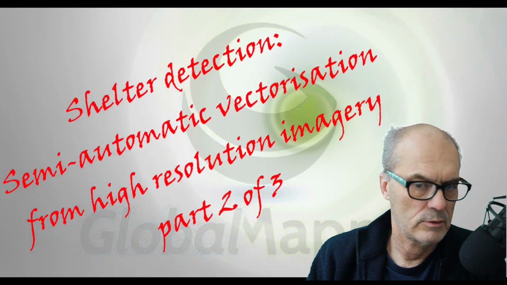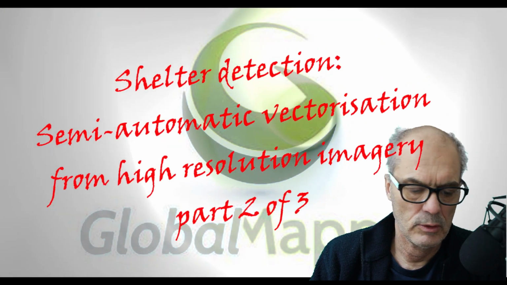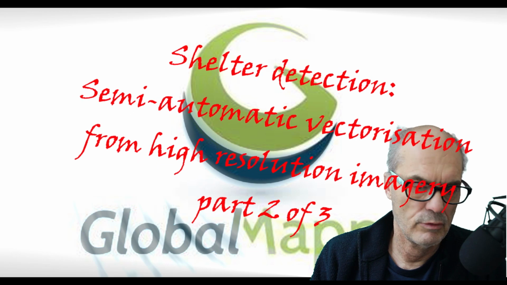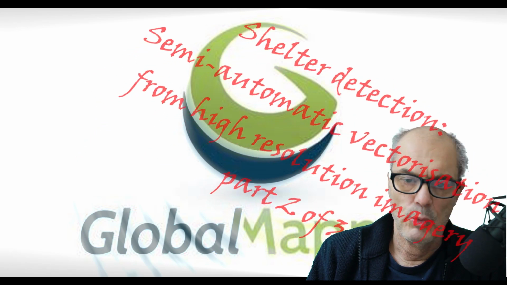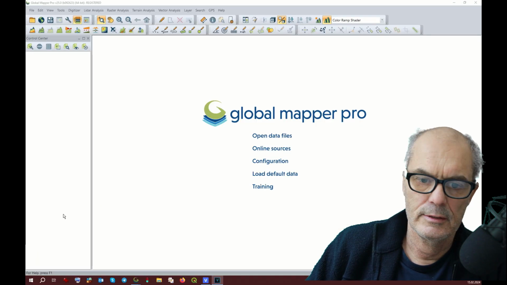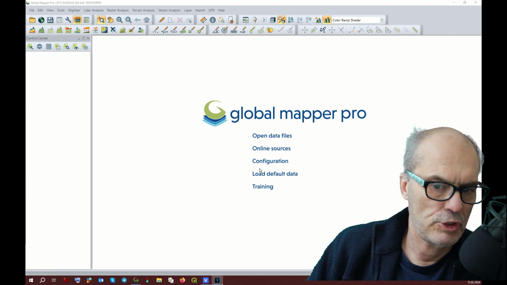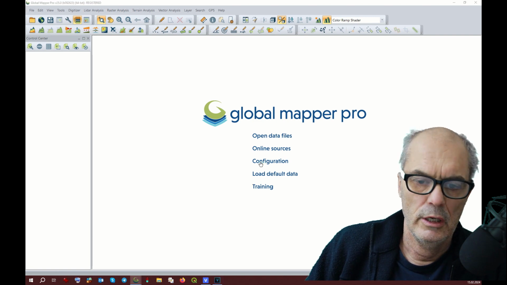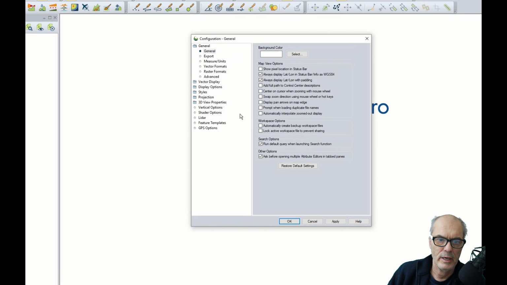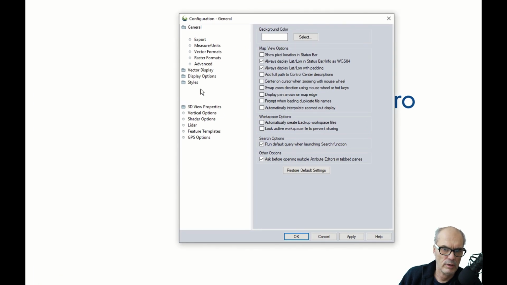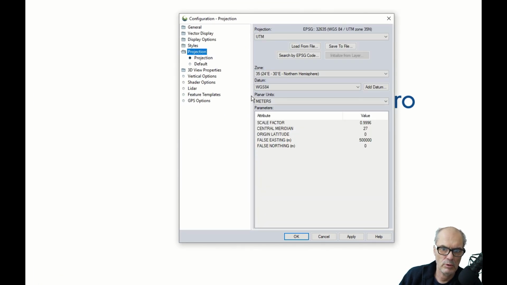Welcome back to the second tutorial about automatic vectorization of shelters. This time we open Global Mapper and as a first step we check the configuration in order to be sure that we have the right projection. For our area we need the UTM 35 North, which is fine.